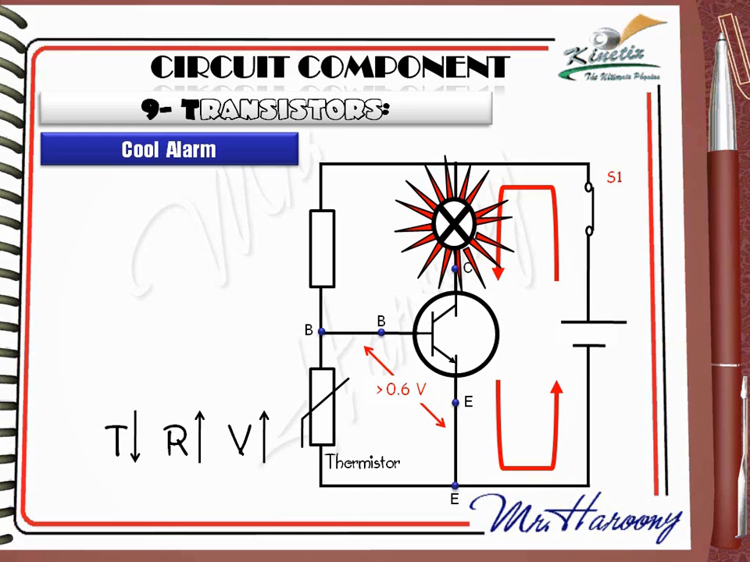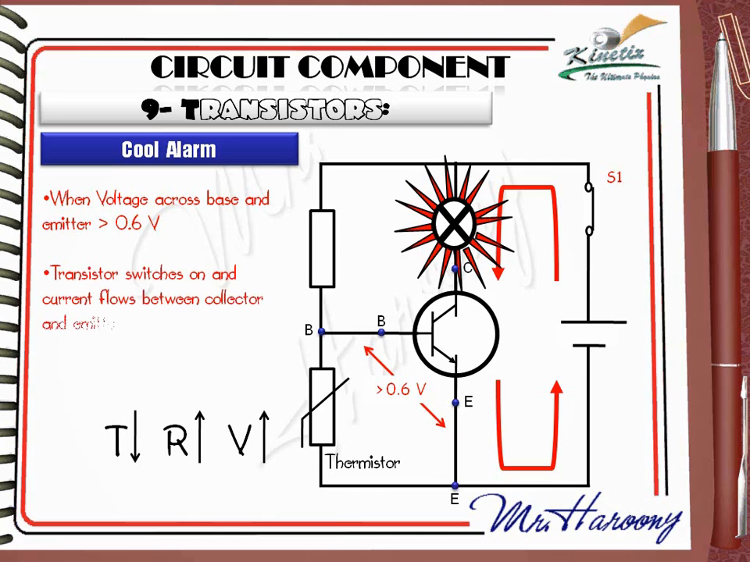If you have a general overview on the circuit, you find that the bulb will light when weather becomes cold: when voltage across base and emitter becomes greater than 0.6 volt, transistor switches on, and current flows between collector and emitter, and the lamp lights. Don't go, just wait for 3 more examples. They will make it clearer.